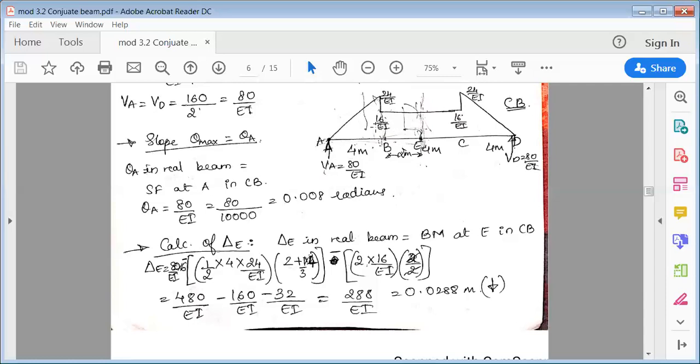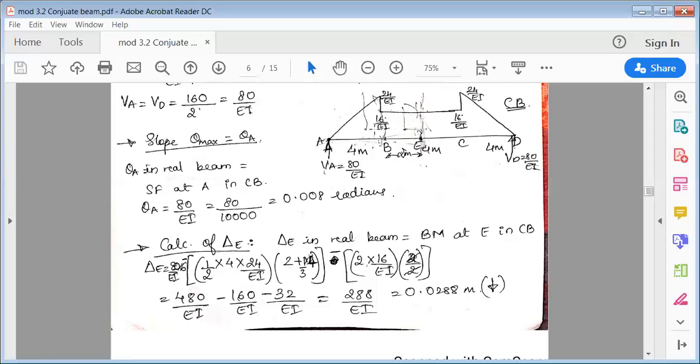So take the area of this, that is half into base 4 meter, height 24. Now again, don't get confused with this 24 and 16. 24 would be to the left side and 16 would be to the right side. So right now we're taking the triangle. So this complete triangle is 24. So it is half into base 4 meter, height is 24 over EI.